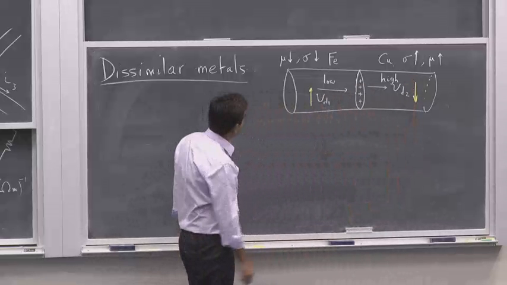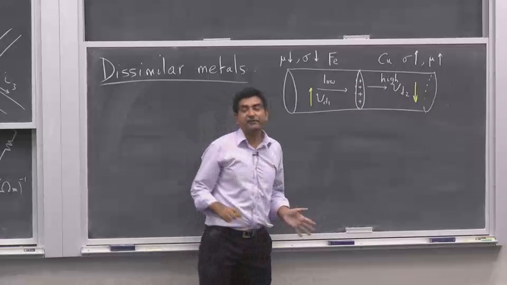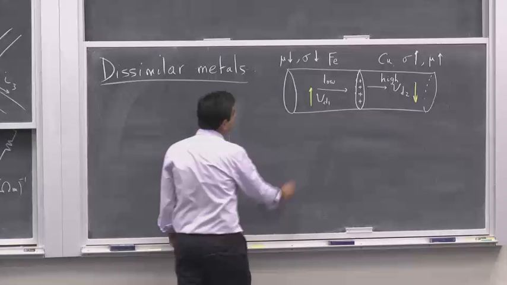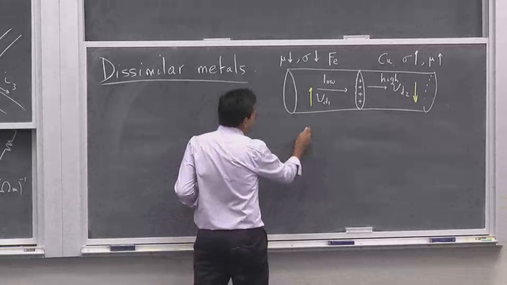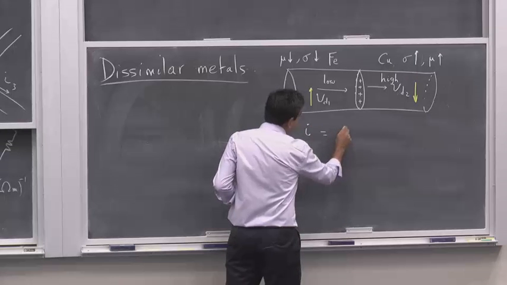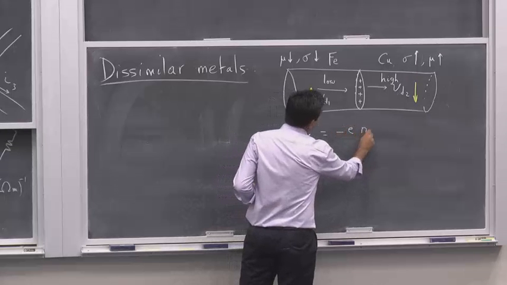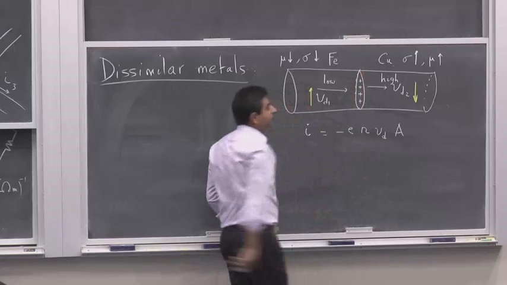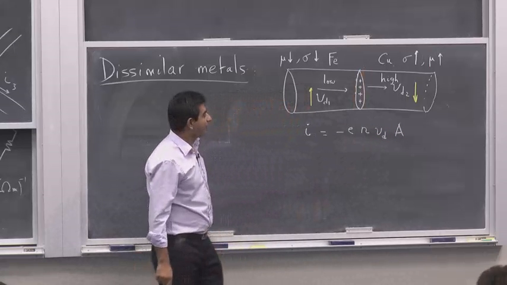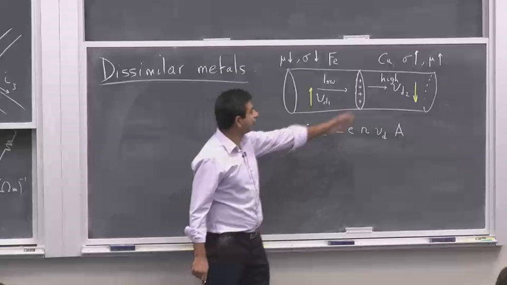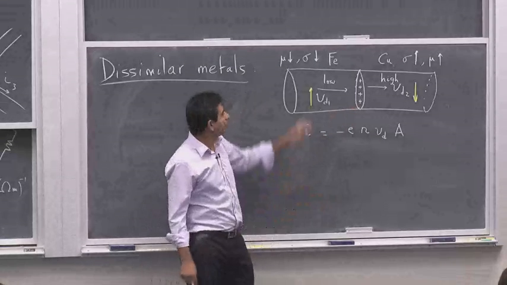Eventually what's going to happen is that these drift velocities are going to come to the same level, because we know that, are they really going to come to the same level? No. What we know is that I equals minus E n VD A. Now this cross-sectional area is the same. What is different are the carrier densities. So the carrier density of copper is different from the carrier density of iron.